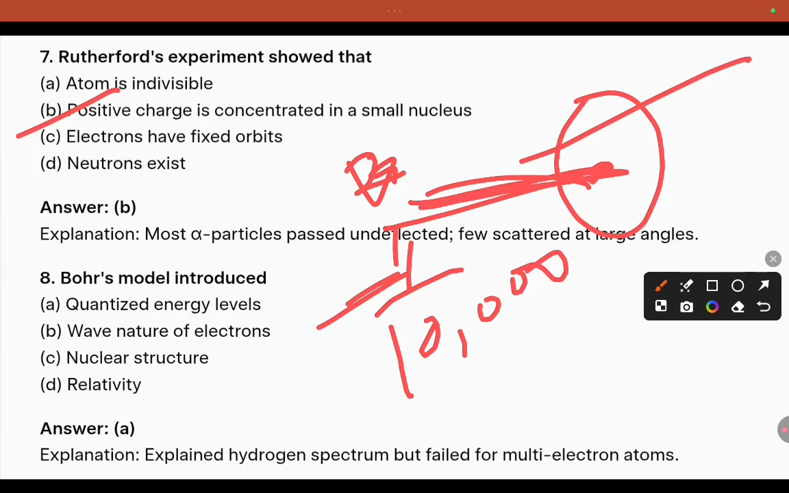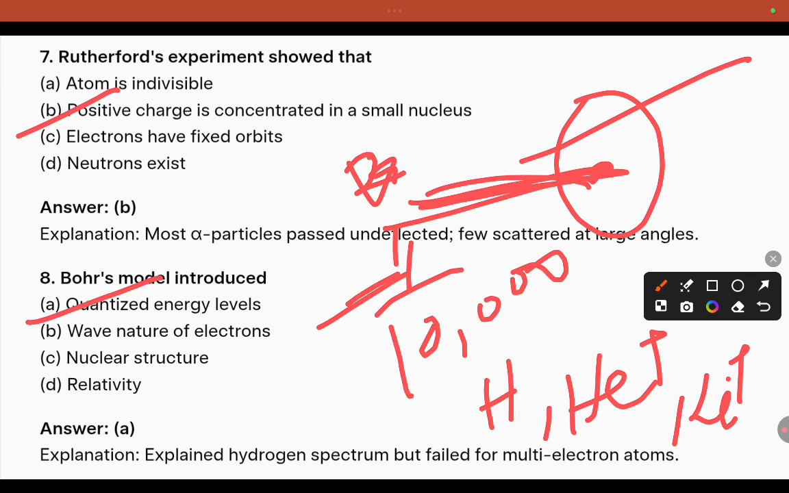Bohr's model introduced quantized energy levels, not wave nature, not nuclear structure, not relativity. Bohr's model explained the hydrogen spectrum but not multi-electron atoms. It works only for hydrogen, helium +1, lithium +2, monoatomic species, and for others it failed.